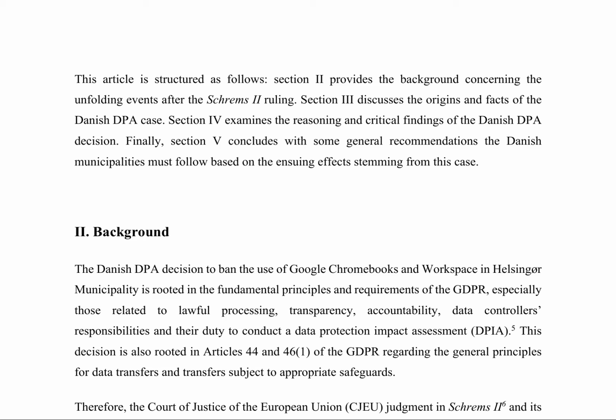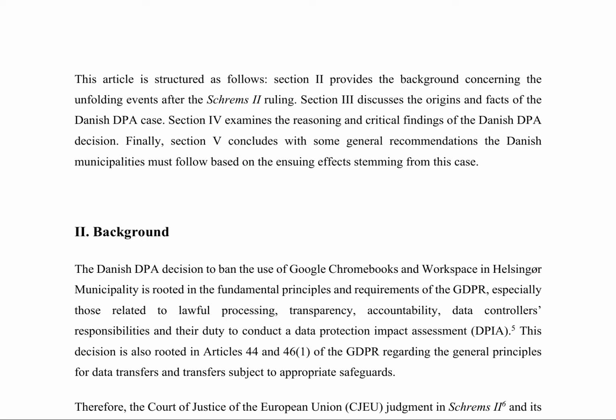The Danish Data Protection Agency's, DPA, decision to ban the use of Google Chromebooks and Workspace in Helsingør Municipality is rooted in the General Data Protection Regulation, GDPR, principles, including lawful processing, transparency, accountability, and data controllers' responsibilities. The GDPR restricts the transfer of personal data to third countries or international organizations outside the European Economic Area, EEA, unless strict requirements are met.